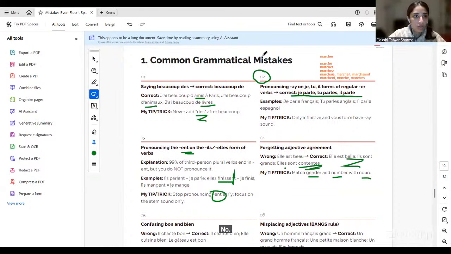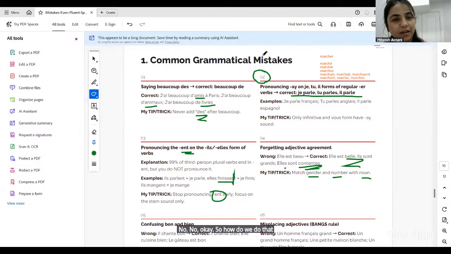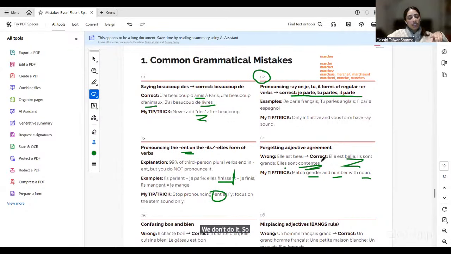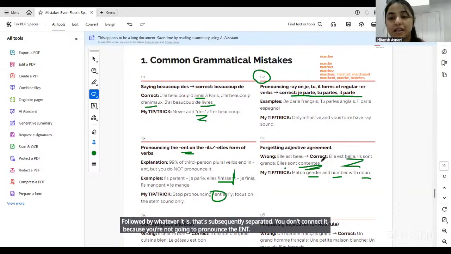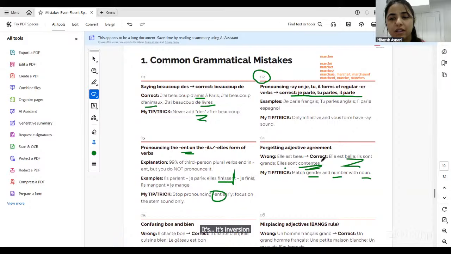No. We don't do it. So how do we do that? Finis il? If it's finis, je finis, followed by whatever it is, that's subsequently separate. You don't connect it because you're not going to pronounce the ENT. It's inversion. Finis-t-il.